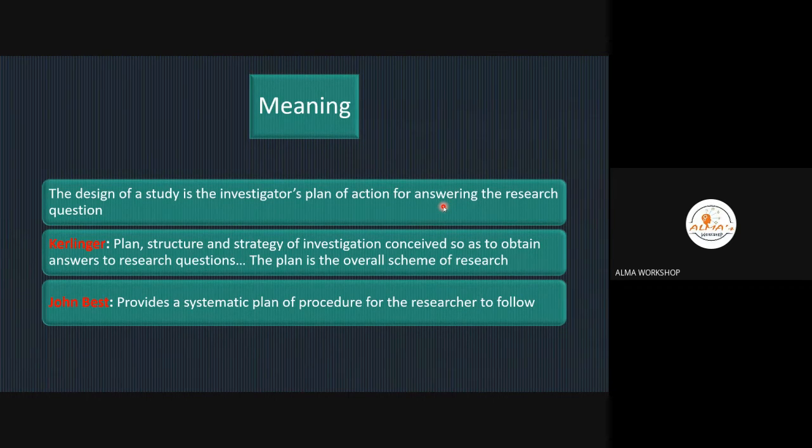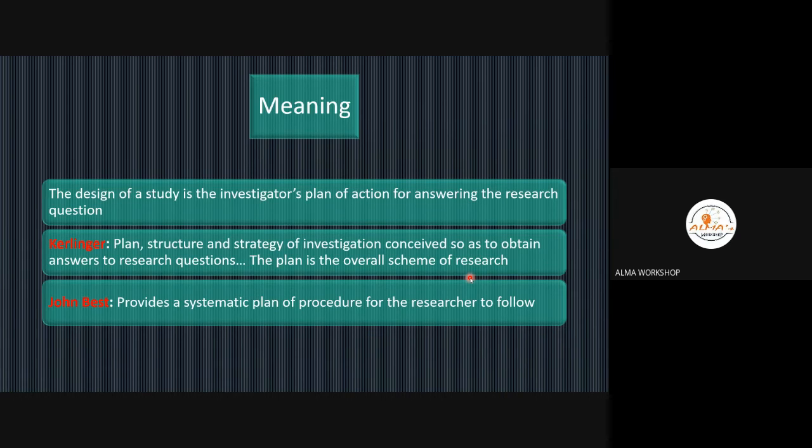The design of study, the investigator's plan of action, is nothing but your research design. In research design, you will have research questions, you will frame the objectives, you will frame the hypothesis, and you will think about how you are going to go about the research. Kerlinger is a statistician, and he has a beautiful book to explain what is meant by research design. It is a plan, structure, and strategy of investigation conceived so as to obtain answers to research questions. Anyone who is doing research is supposed to have a research question, and you have to come out with research questions. The plan is the overall scheme of research, how we are going to do research.